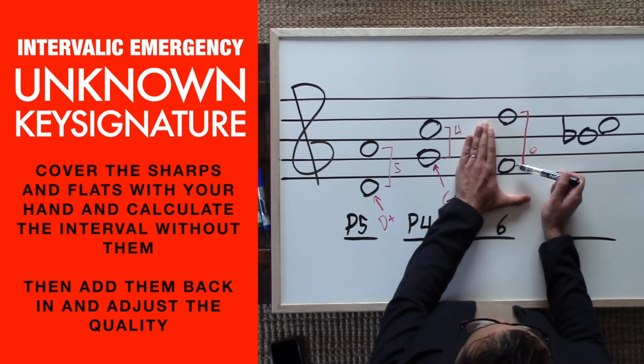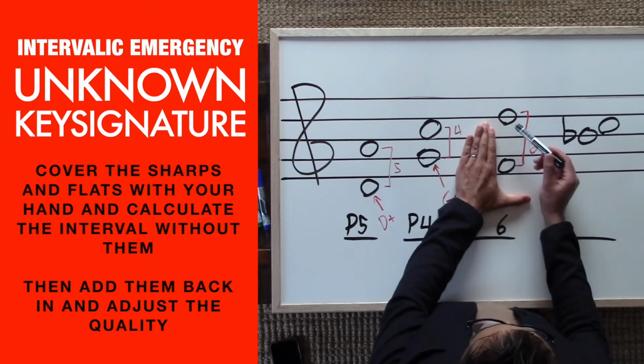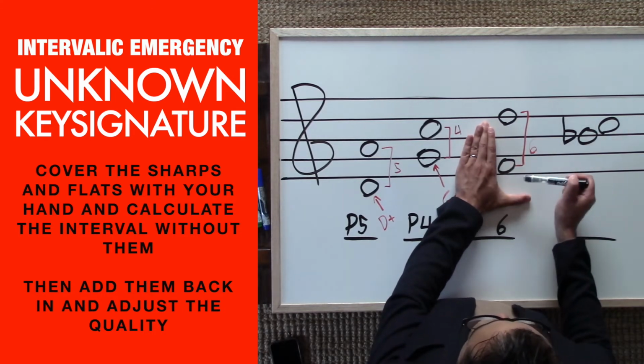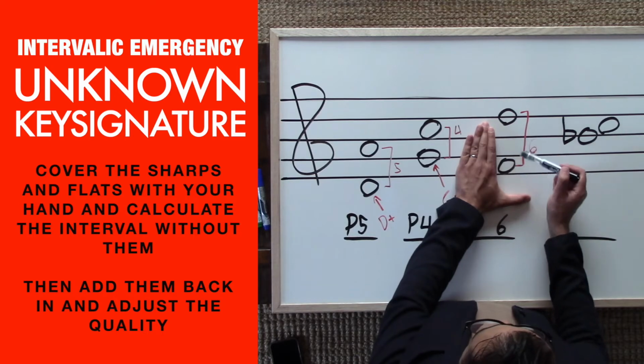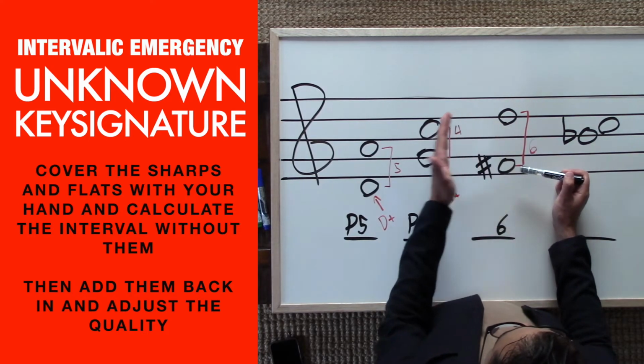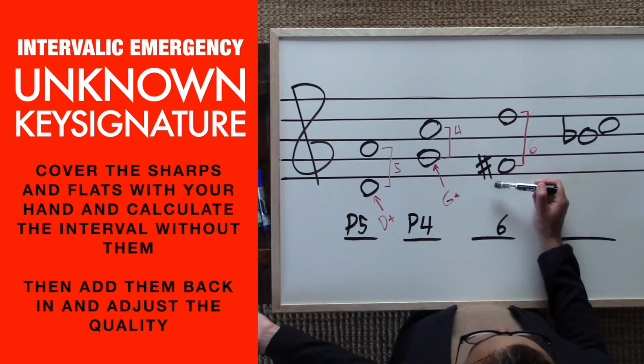Yes, it is. F major has one flat, it's B flat. So the sixth note of an F major scale is D. So right now, with my hand covering this interval, that is a major sixth. Now, the last thing we have to do is to remove our hand, and now we see a sharp.